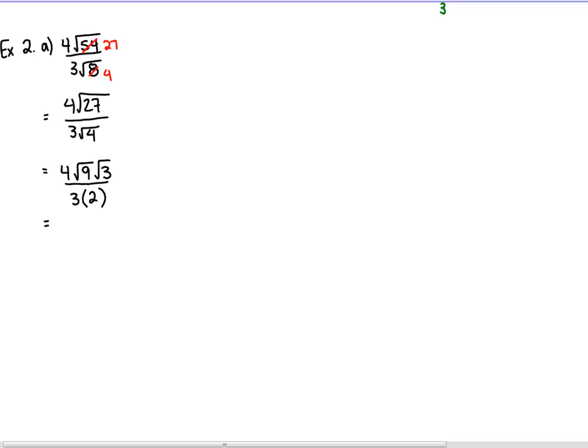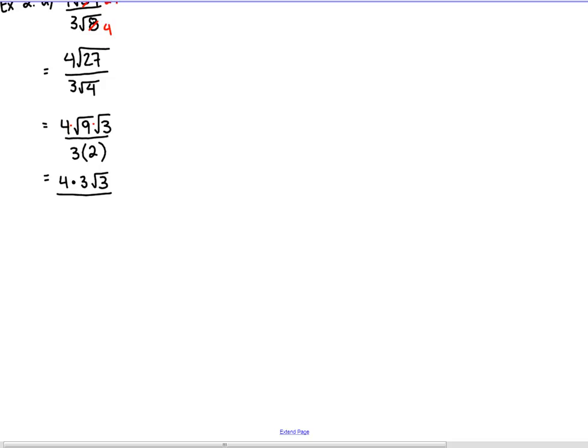So notice that when you have 3 things, what's the operation going on between the 4, the root 9, and the root 3? It's all multiplication. You can write a little dot there if you want. And what is the square root of 9? It's 3. So we're going to have 4 times 3 times root 3 divided by 3 times 2 is 6. What's 4 times 3? 12.